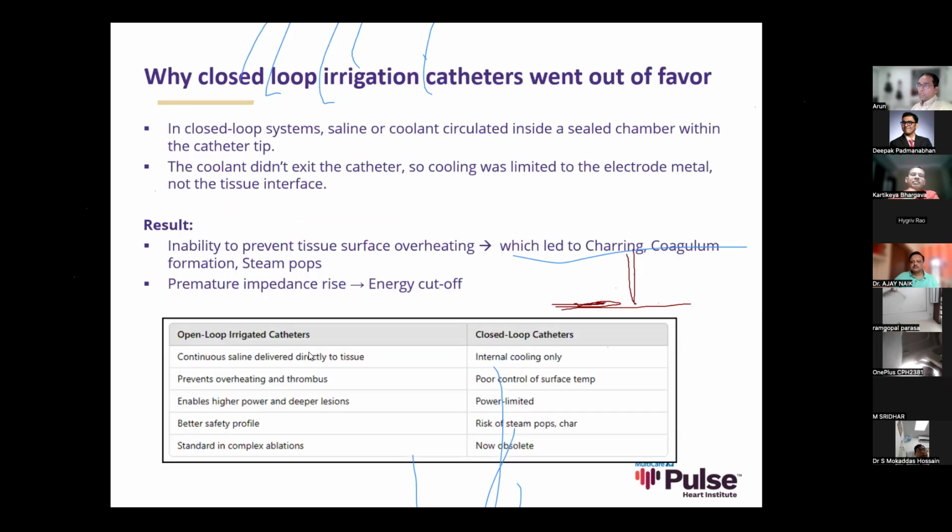Okay. So one question just for historical interest, why did closed loop irrigation catheter go out of favor? In a closed loop irrigation catheter, the coolant did not exit the catheter, right? So the cooling effect was limited to the catheter tip. It was not actually effective in cooling the tissue interface, the endocardial surface. It was cooling the catheter tip, but still you would have coagulum formations and char formations. So it went out of favor, and people started using more open loop irrigated catheters.